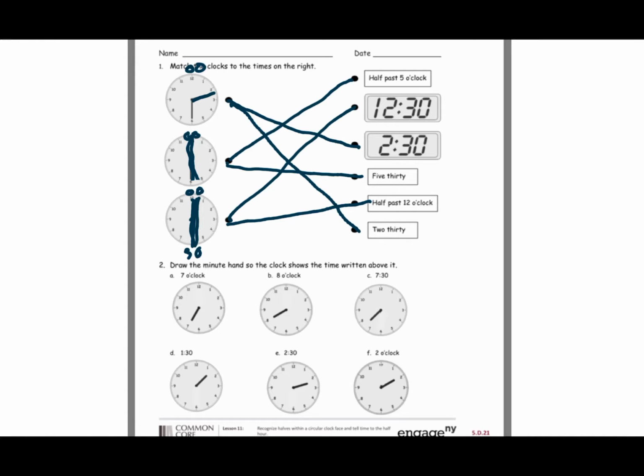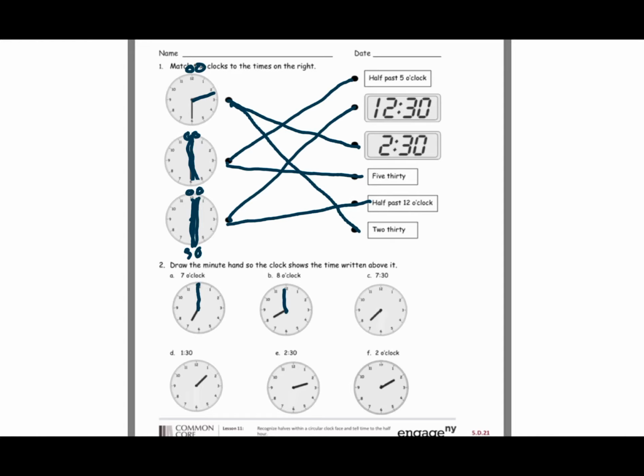Now it says for number 2, draw the minute hand so that the clock shows the time written above it. So they have the hour hand. They want us to show 7 o'clock. So 7 o'clock, remember, the clock is where the 0, 0 is at the 12, way up on top. This one says 8 o'clock, so we go way up to the top to the 12. This one shows 7:30.